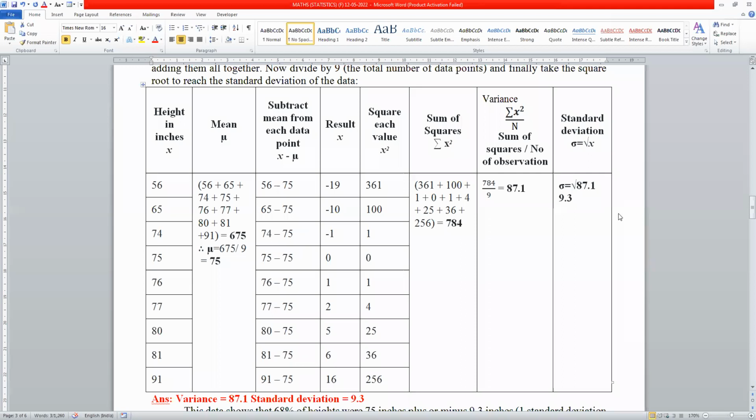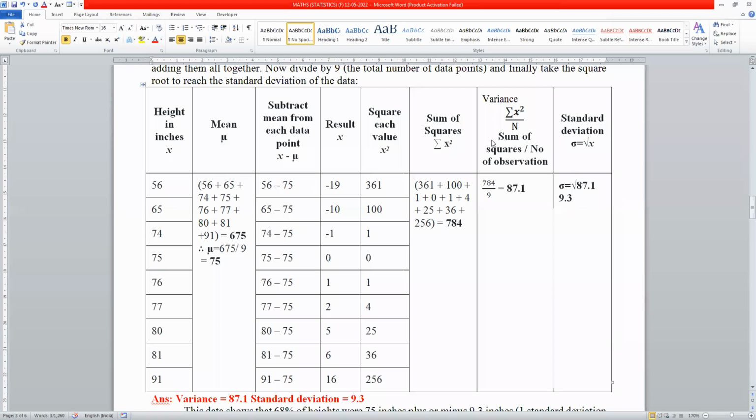Then what you should do is square each value. Minus 19 square is 361. Minus 10 square is 100. Minus 1 square is 1. 0 square is 0. 1 square is 1. 2 square is 4. 5 square is 25. 6 square is 36. And 16 square is 256.